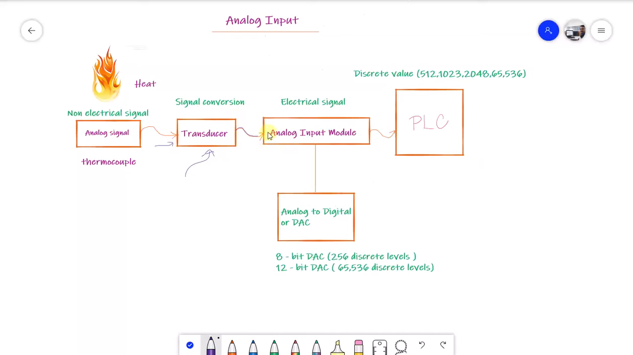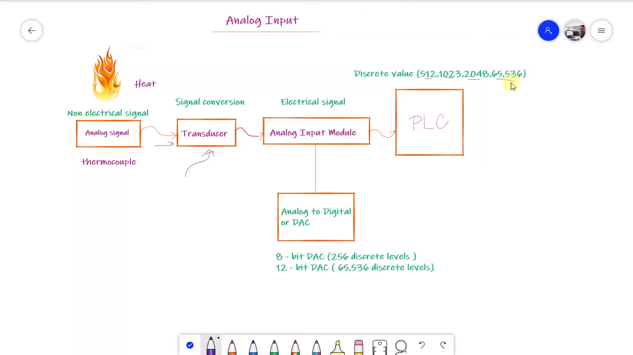Now, what is the function of the analog input module? It converts this analog value, whether it's voltage, current, or temperature, anything, to a digital signal. Digital means a discrete value. Here we can show digital values: 512, 1023, 2048, 65,536. These are all digital values which a PLC can read and understand. So the analog module is a mediator between the external world and the PLC.